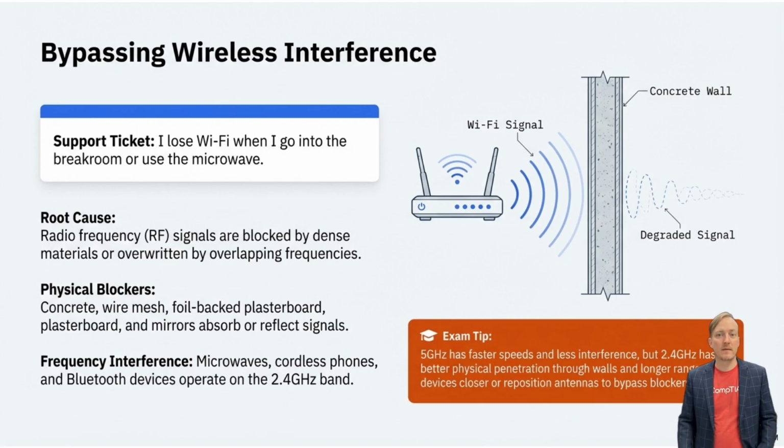Here's an exam tip. 5 GHz has faster speeds and less interference, but 2.4 GHz has better physical penetration through walls and a longer range. To fix this, move devices closer or reposition antennas to bypass blockers.